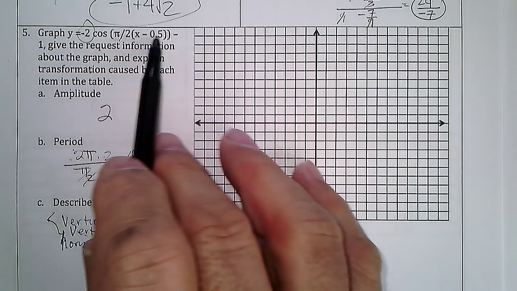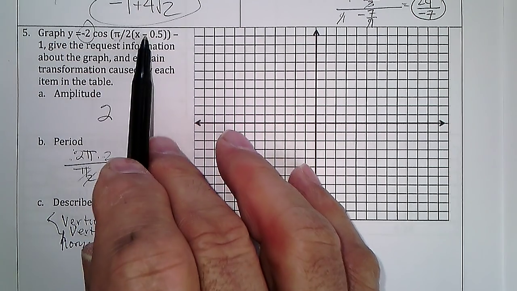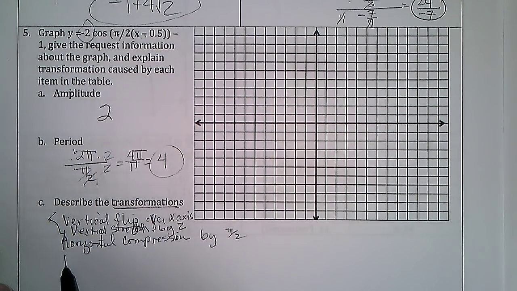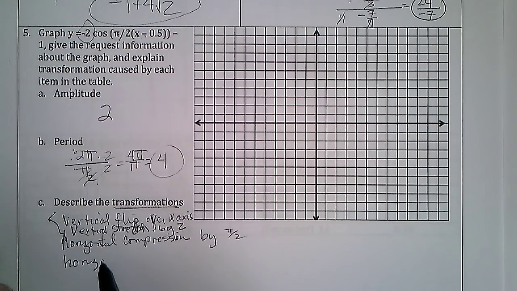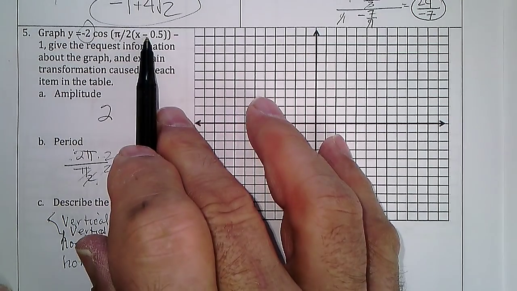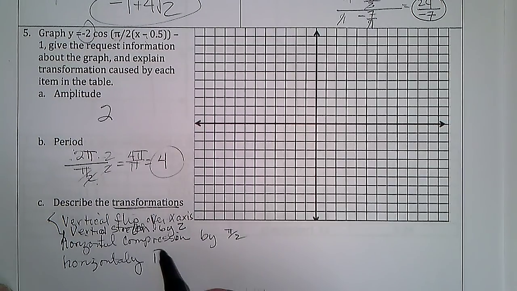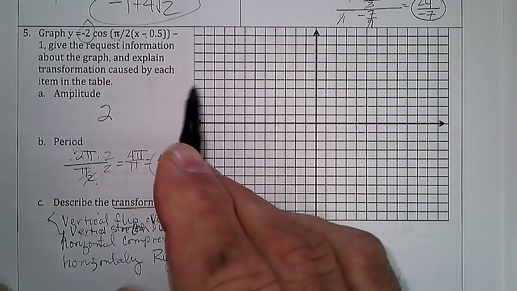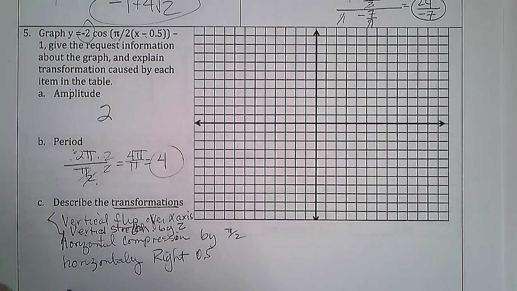And then we have one final thing here. We got two final things here. We got minus 0.5 inside, so that's horizontally. It is shifted to the right 0.5. And this -1 is a vertical.